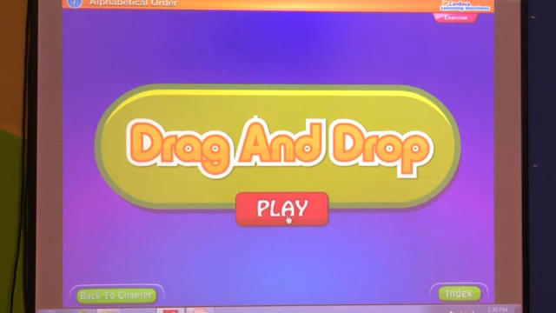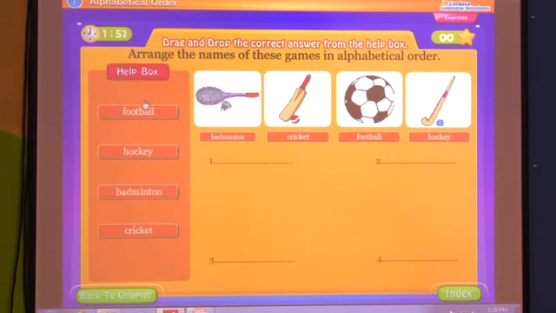Drag and drop. Drag and drop the correct answer from the help box. Arrange the names of these games in alphabetical order.